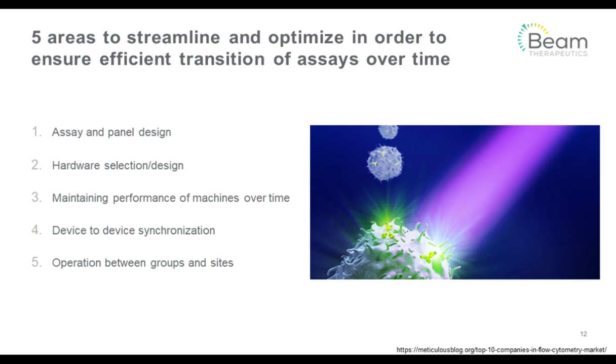I'm now going to dive into 5 areas that I think you need to focus on when really streamlining and optimizing your flow cytometry assays to ensure this efficient transition of assays over time. Number 1 will be the assay and panel design. Number 2 is the hardware selection and the design of that hardware. Number 3 is maintaining performance of your machines over time. 4, device-to-device synchronization and how to do that. And 5 is maintaining operations between groups and sites, which is key.